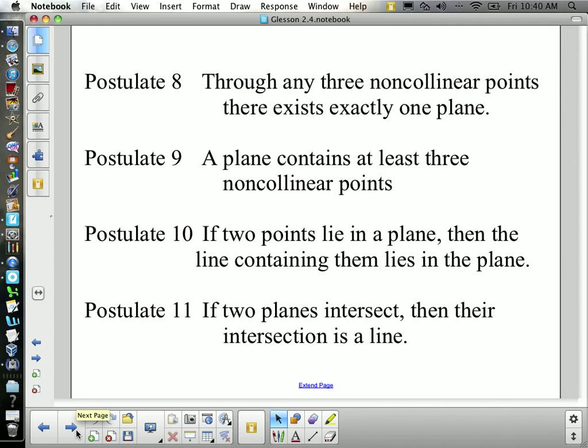Postulate 8. Through any 3 non-collinear points, there is exactly 1 plane. More commonly stated, 3 points make a plane. 3 non-collinear points make a plane. Why is it important that they're non-collinear? Let's think about that for a second.